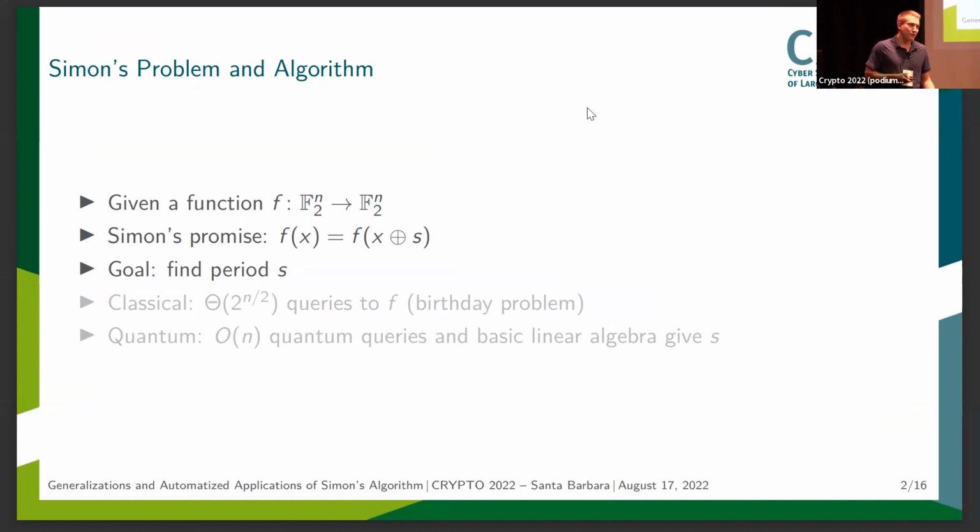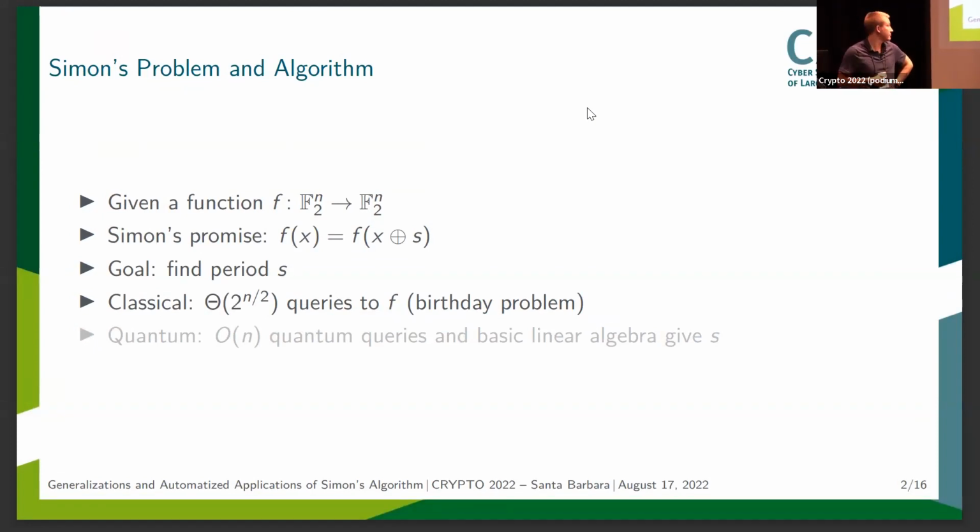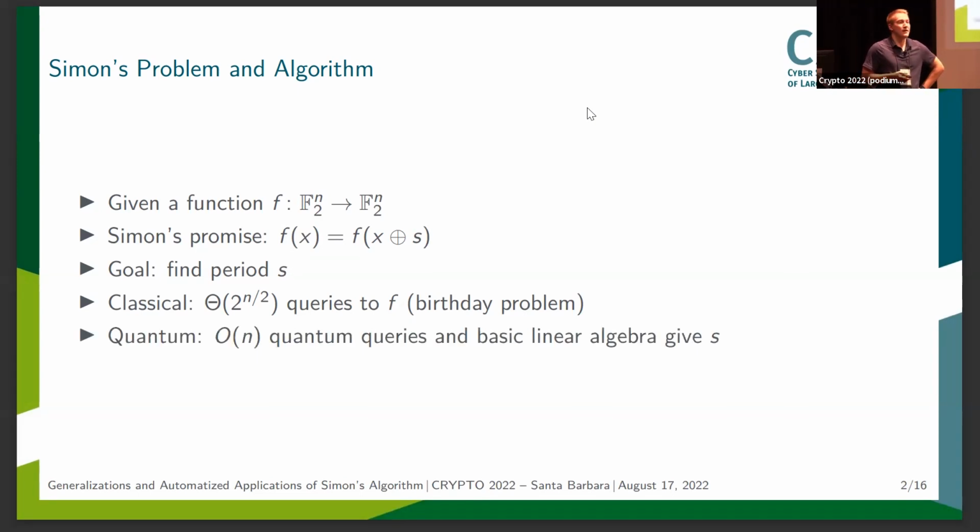In a classical world, you can show that you will need at least roughly 2 to the n over 2 queries to f. That's essentially the birthday problem, because you have to find a collision. But in the quantum world, there's Simon's algorithm. With Simon's algorithm, you only need big O of n quantum queries, and then some basic linear algebra to recover s. That's nice. It's an exponential speed up. But why do we care about this?